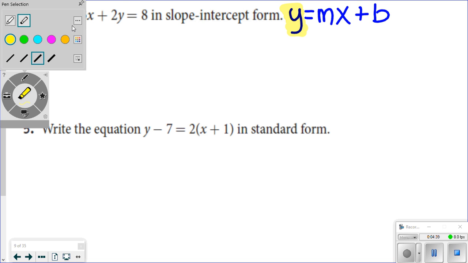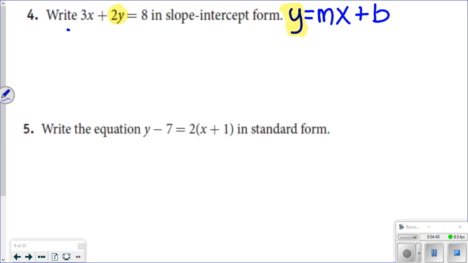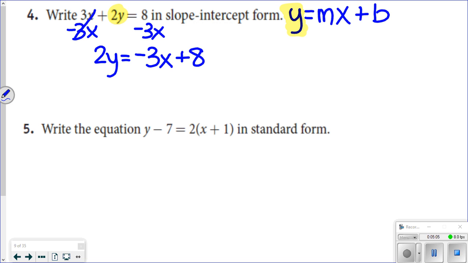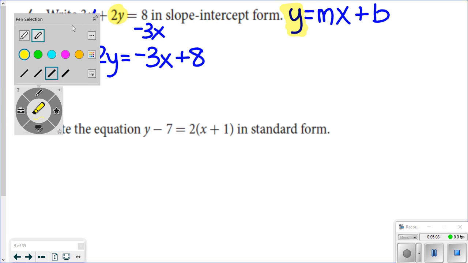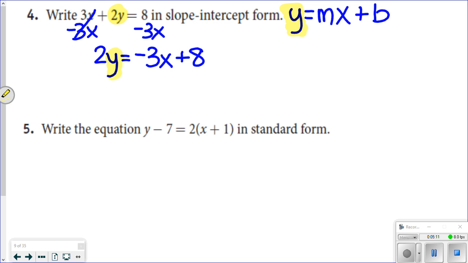So what that means is first we want to get 2y by itself. So let's subtract 3x. Whatever I do to one side, I have to do to the other. So 2y equals. Now I want to write my mx term first, then plus b. So let's write negative 3x plus 8. Y is not alone yet. There's a 2 out in front of it. So 2 and y are being multiplied. So the opposite is to divide by 2 and divide everything on the other side by 2 as well.